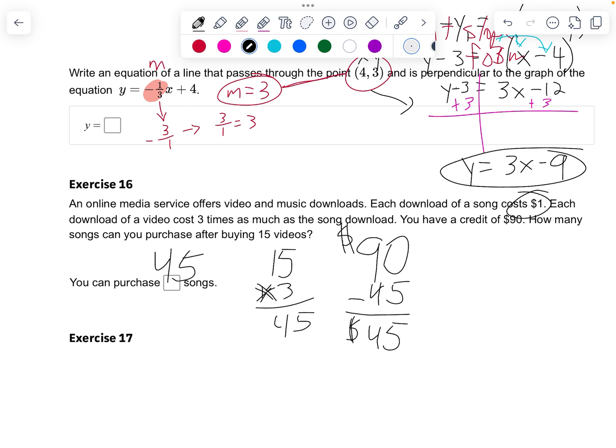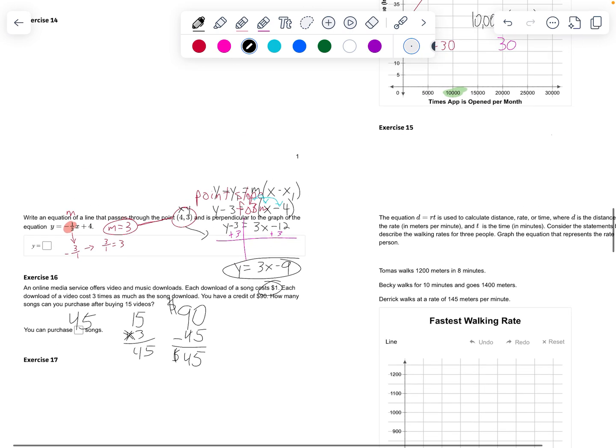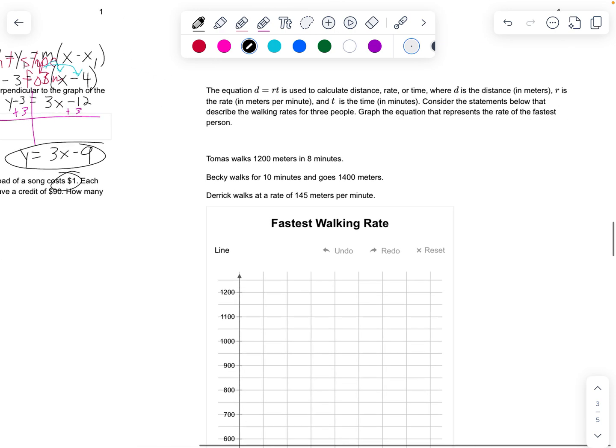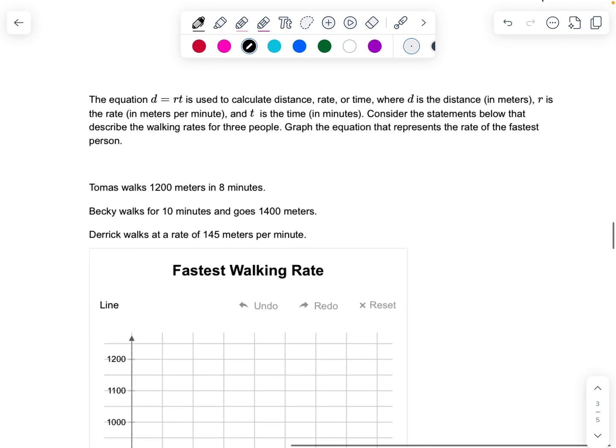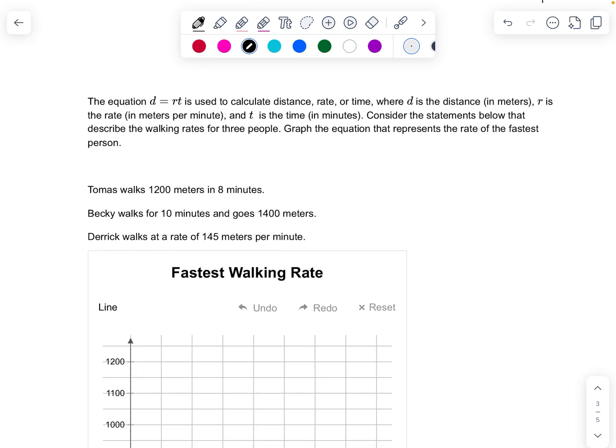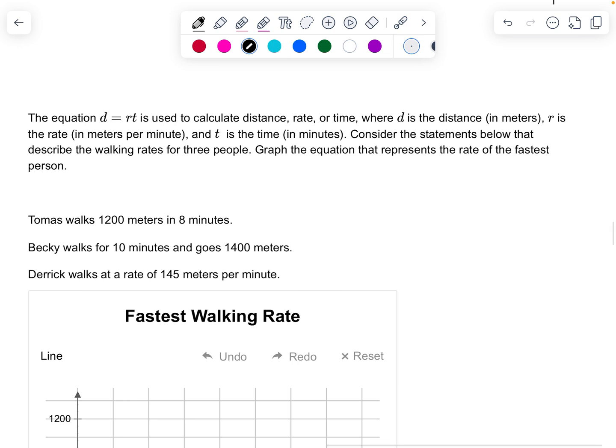Okay? All right, number 17. It's going to be right here. This is speed. We did this one in class, I think, already the other day. The equation D equals RT is used to calculate distance, rate, and time. You're going to see it a lot. D equals RT. You use it a lot. R is the speed. It's the rate. T is the time in minutes.